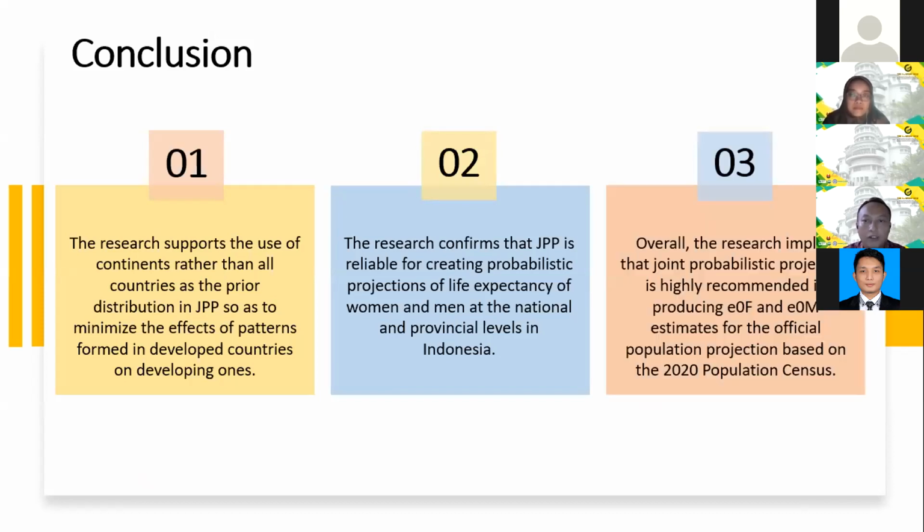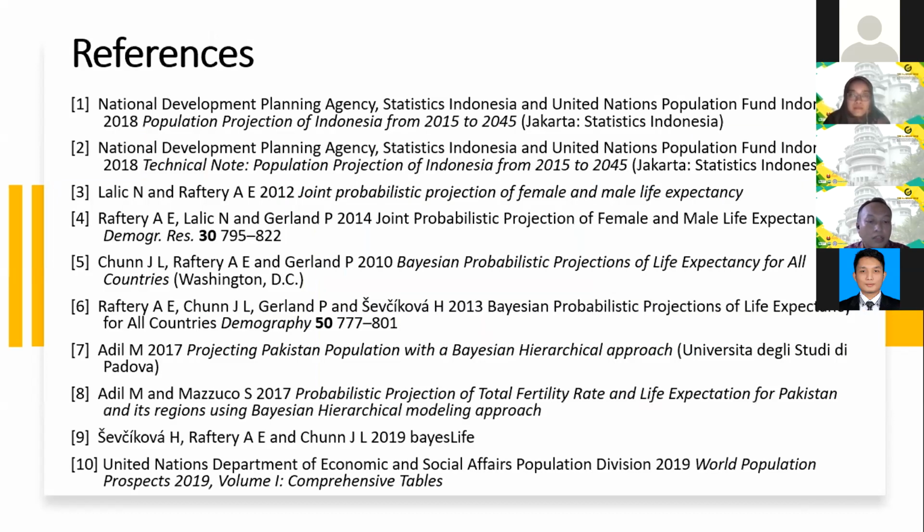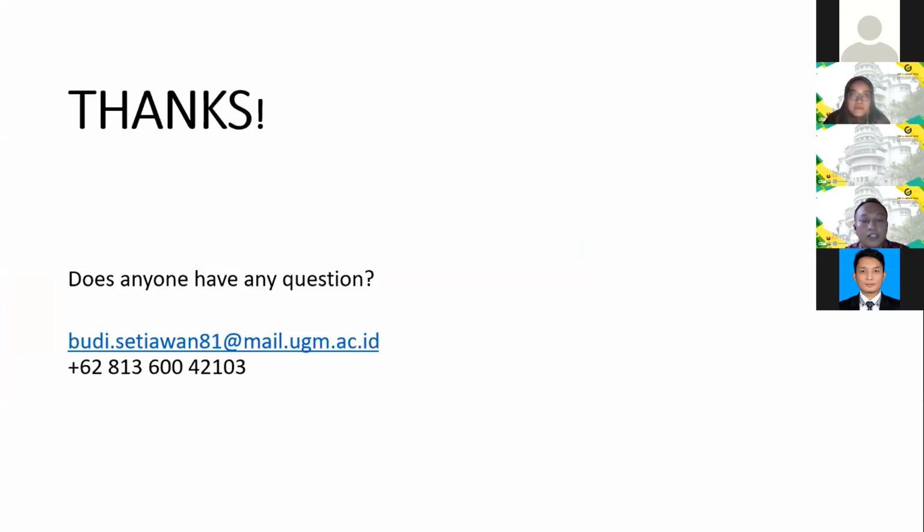And third, overall, this research implies that joint probabilistic projection is highly recommended in producing IOF and IOM estimates for the official population projection based on the 2020 population census. These are the references we use in our research, and thank you for your attention.